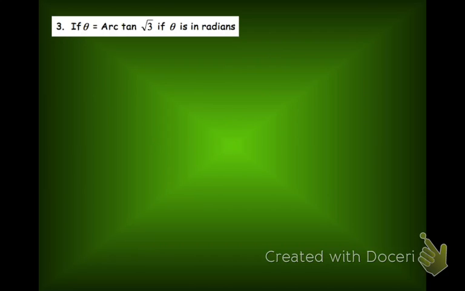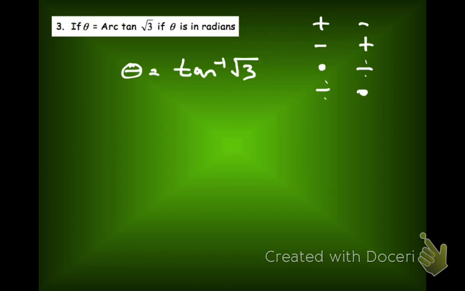And the last one, if theta equals arctan of radical 3, we want to know what is theta in radians. So what you need to do is first you need to find theta. So we have theta equals tan inverse of radical 3. So to get rid of addition, you use subtraction. To get rid of subtraction, you use addition. Multiplication is undone by division. Division is undone by multiplication. Squaring is undone by square rooting. Square rooting is undone by squaring. And now you have three more that you can add in there.